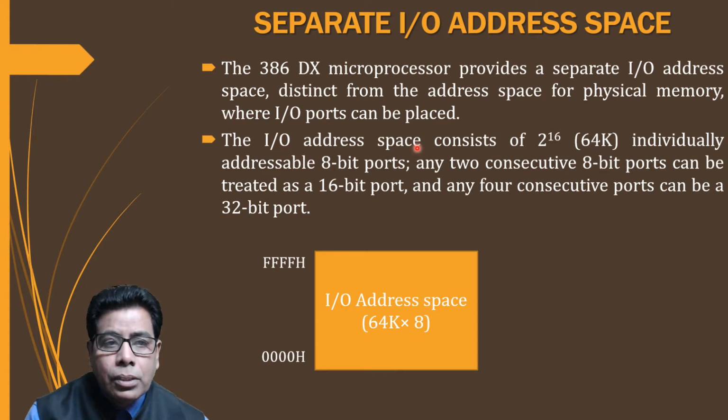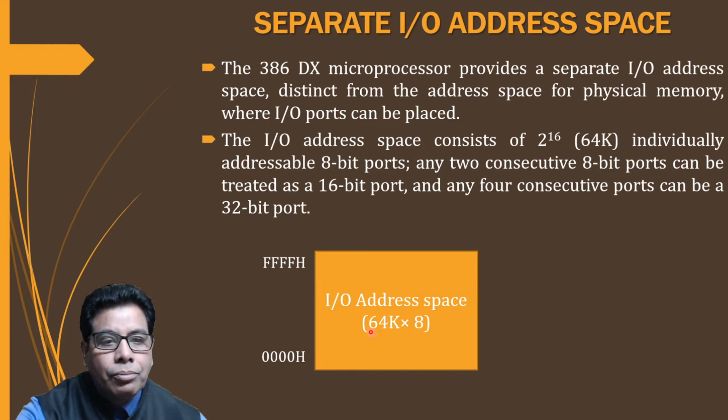Now two consecutive 8-bit ports can be treated as a 16-bit port, and similarly 4 consecutive ports can be treated as a 32-bit port. So accordingly the address space will remain the same 64K, only the number of ports will change. Here we have shown the address space, which is 64K by 8-bit. The address for this will be 0000 to FFFF in hexadecimal.